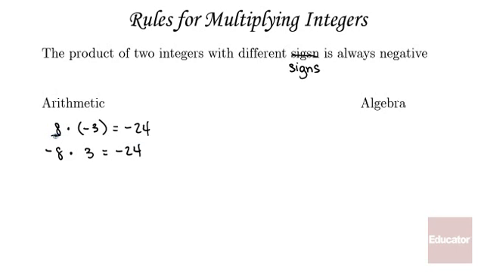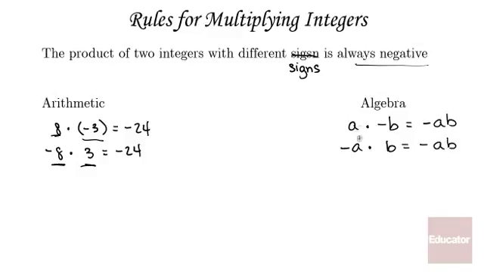So notice here that the 8 and the negative 3 have opposite signs, so your answer is negative. Once again, down here, the negative 8 and the positive 3 have opposite signs, so your answer is negative. The algebra representation could be a times negative b equals negative ab, or negative a times a positive b is negative ab. Notice that in both these situations, the variables have opposite signs, and so your answer ends up being negative.